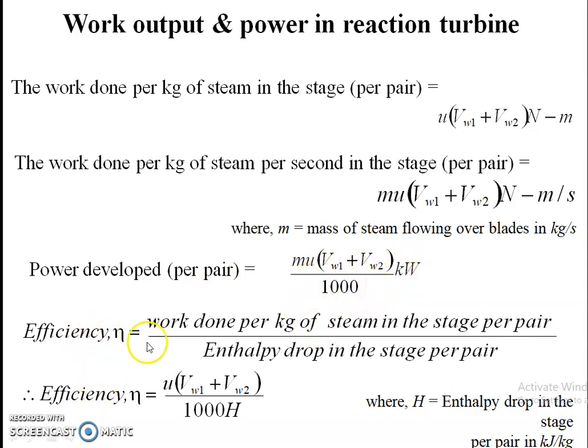The efficiency of the reaction turbine is the work done per kg of steam in the stage per pair divided by the enthalpy drop in the stage per pair. Already I told you that in the reaction turbine the enthalpy is not constant; it always decreases in the moving blade. The efficiency is equal to the work done, U into VW1 plus VW2, divided by 1000 into the enthalpy drop, where H is the enthalpy drop per stage in kilojoules per kilogram.